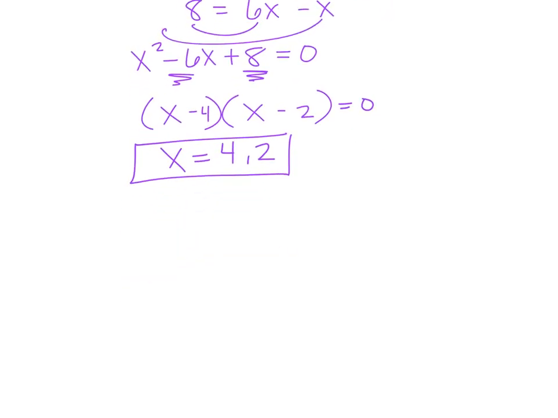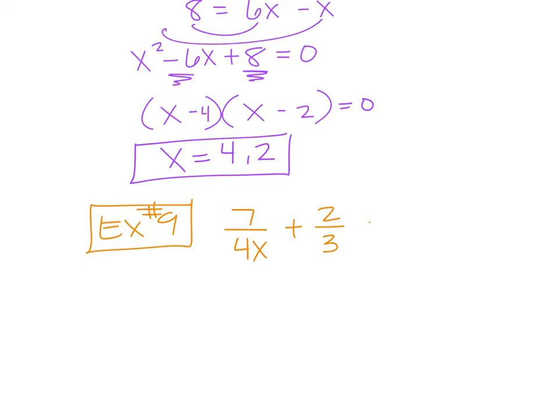All right, last one. Example 9. Let's say you have 7 over 4x plus 2/3 equals 5 over 3x plus 5/6. This one maybe takes a little more thought than the others. What would your least common denominator be? So 4x, 3x, and 6 all have to go into what? 12x. Good.